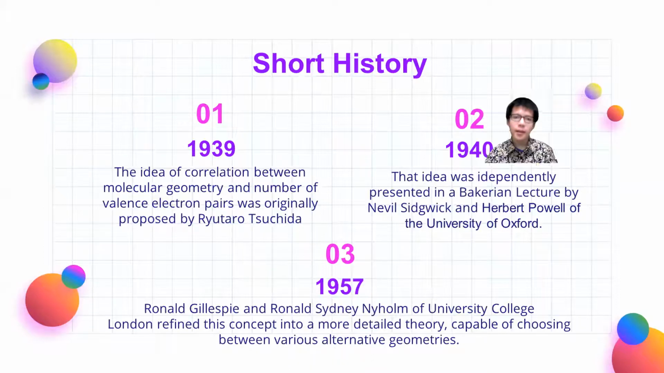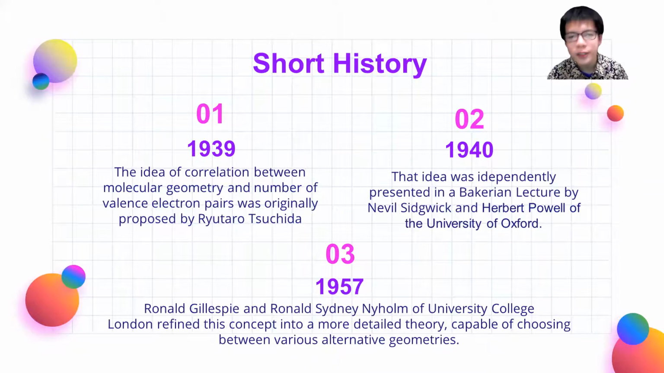Okay, a short history. In 1939, the idea of a correlation between molecular geometry and the number of valence electron pairs was originally proposed by Ryutaro Uchida. Then, in 1940, that idea was independently presented in the Bakerian lecture by Nevil Sidgwick and Herbert Powell of the University of Oxford. Then, in 1957, Ronald Gillespie and Ronald Sydney Nyholm of University College London refined this concept into a more detailed theory capable of choosing between various alternative geometries.